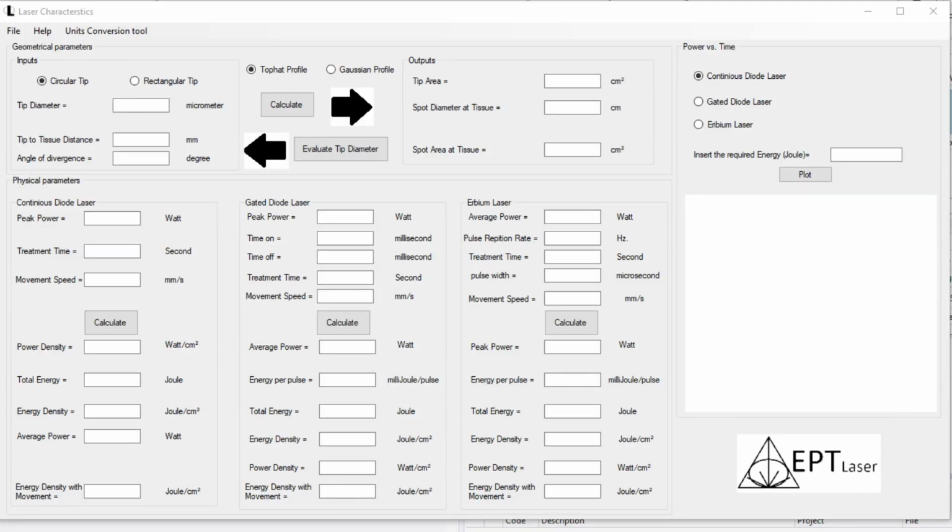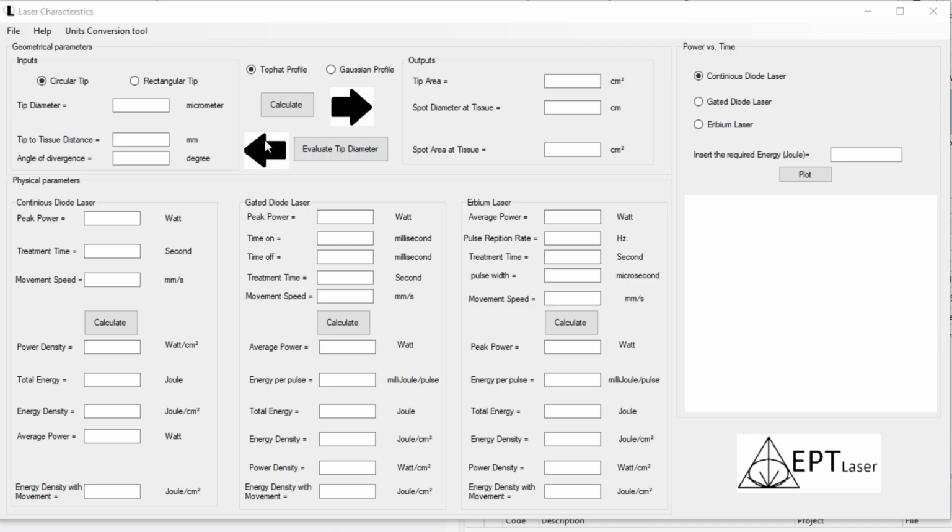Welcome to the Laser Characteristics app from EPT Laser. Laser Characteristics is a tool to define the geometrical and the physical parameters of different types of laser. The main interface is divided into three sub-windows. The first window is the geometrical parameters, the second window is the physical parameters, and the third window is the power versus time for a certain energy.